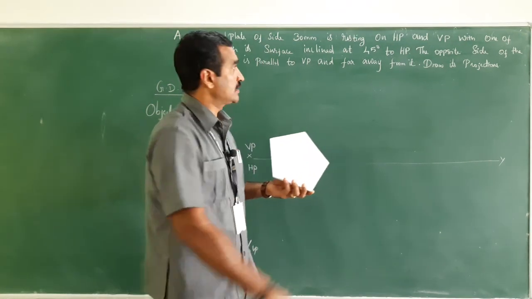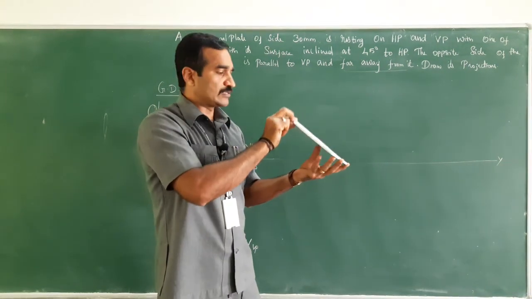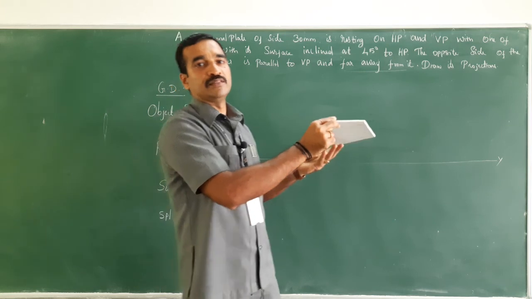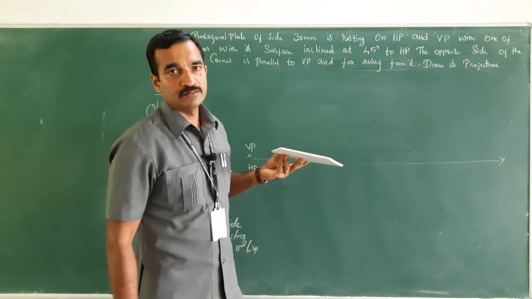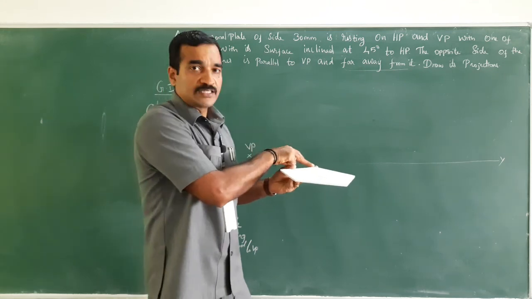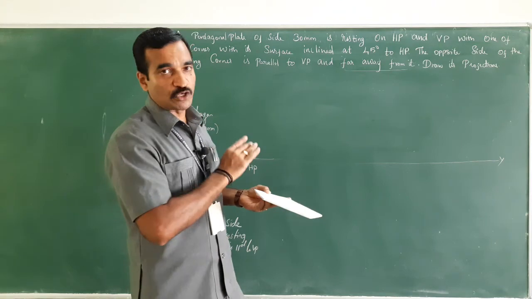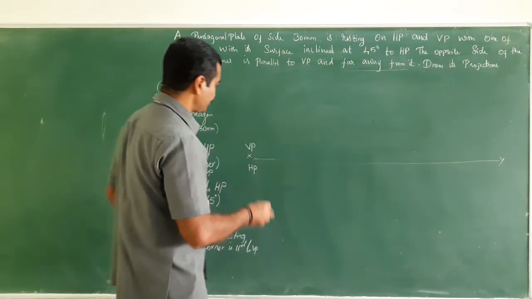But what does the condition say? Far away from it. Far away from it, if its surface is inclined in this manner, right, it is kept in this manner. Now this side is far away from it, and this corner is on both HP and VP. Just observe how I am going to draw the projections here.